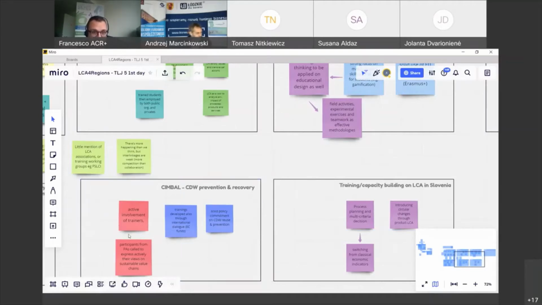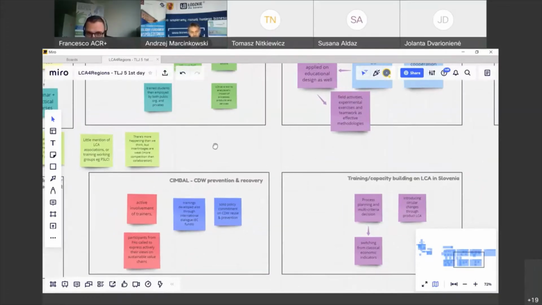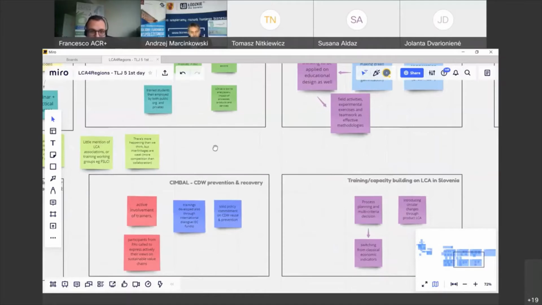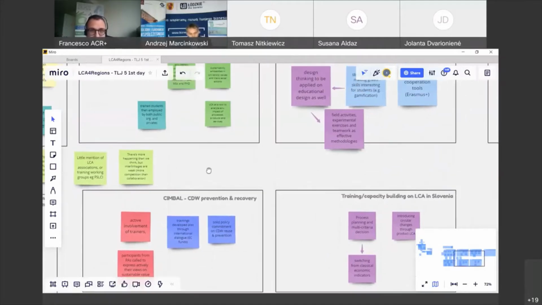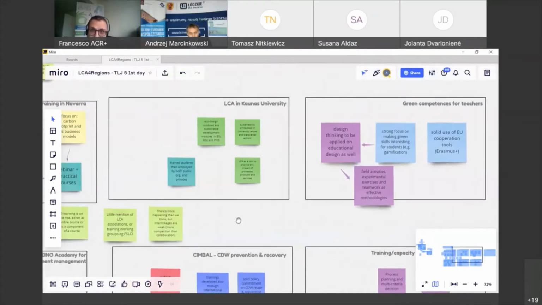The Symbol experience was strongly characterized by active involvement of trainers, and I found it so interesting that participants were expressly called to say their view on sustainable construction value chains, so to imagine how to apply training results directly in their daily working life.